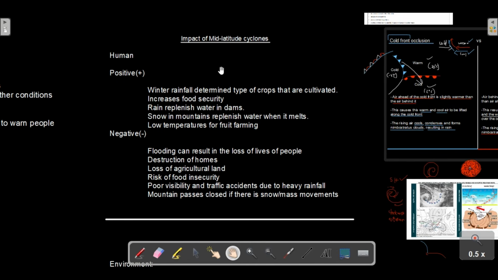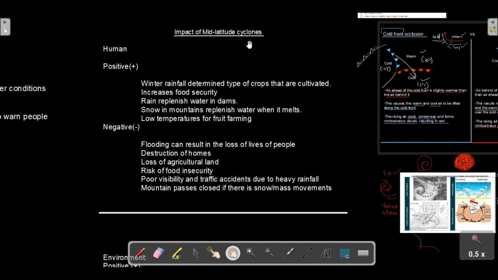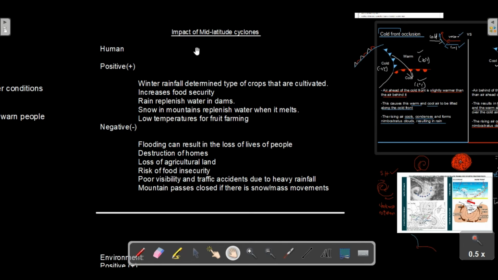So let's look at the impact. Of course, mid-latitude cyclones cannot be prevented. We just have to manage them. Good management will result in less damage. So now let's look at the damage that these do.